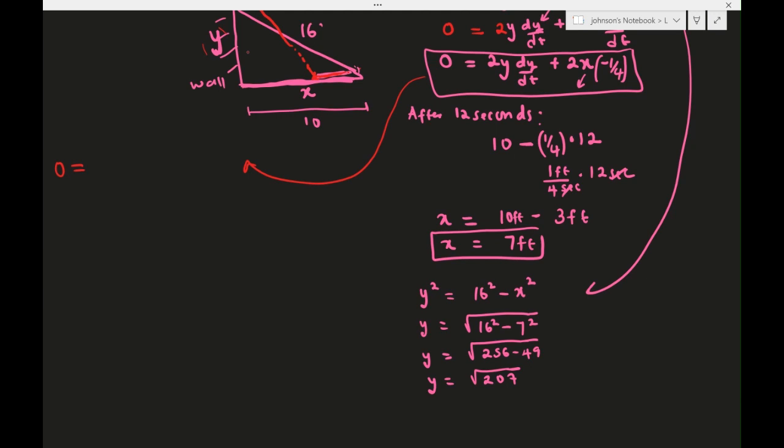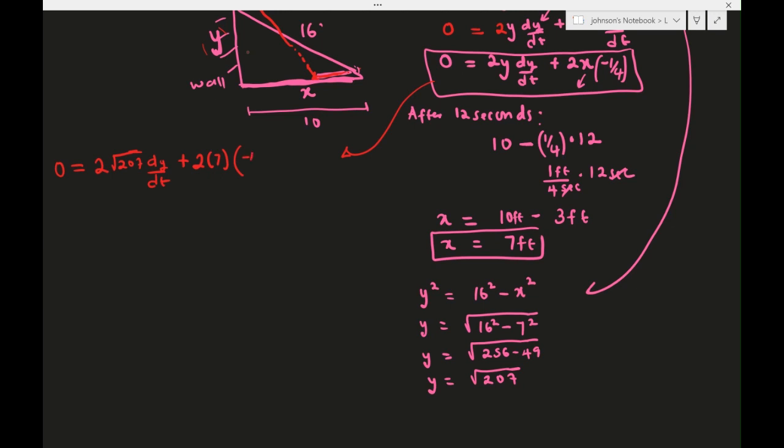So the left hand side is 0, which equals 2 times y. What is y? Remember, we have y now to be this one, which is the root of 207. Then multiply by dy/dt. This is actually what we are looking for. Then plus 2x. What is 2x? It is going to be 2 times, what is our x? Our x is going to be 7.